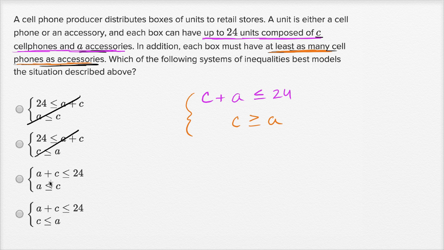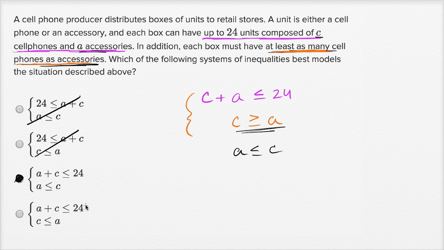This one over here, let's see, A plus C is less than or equal to 24. Well, that's exactly what we have right over here. They just swapped the A and the C. A plus C is less than or equal to 24. And then over here, they have A is less than or equal to C, which is equivalent to what this is saying. C is greater than or equal to A is the same thing as saying that A is less than or equal to C. So this is the choice I'd go with.